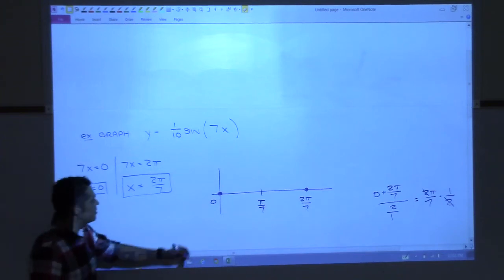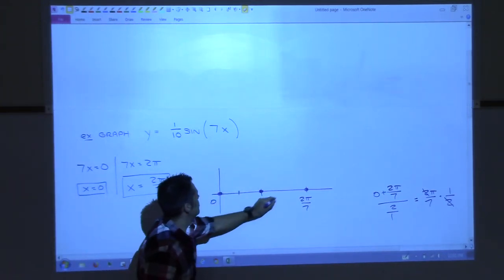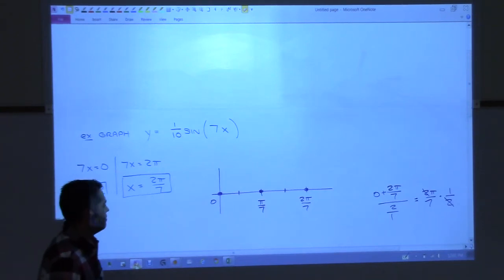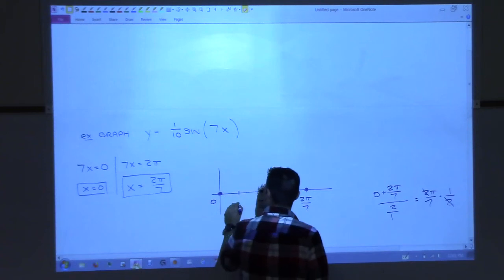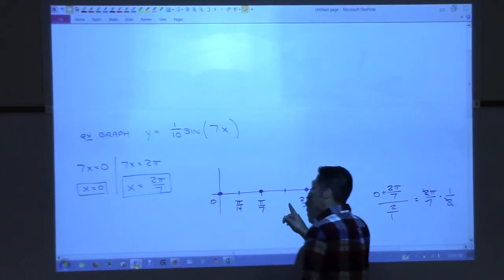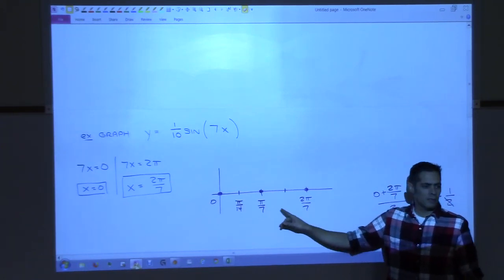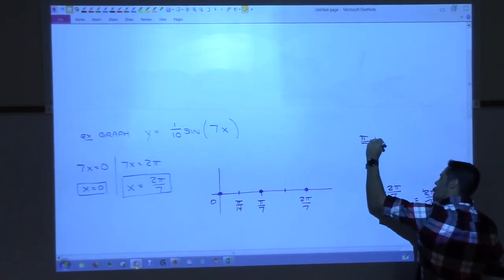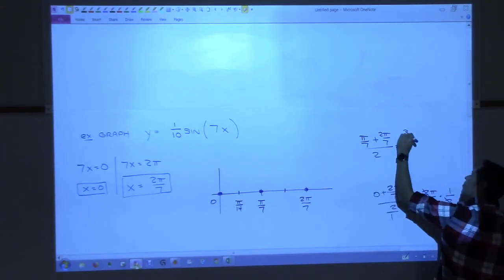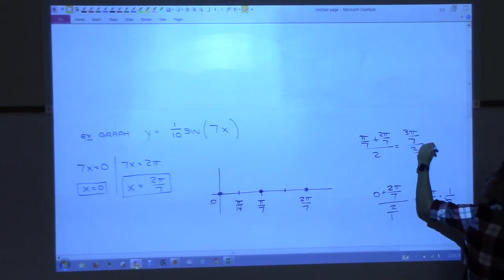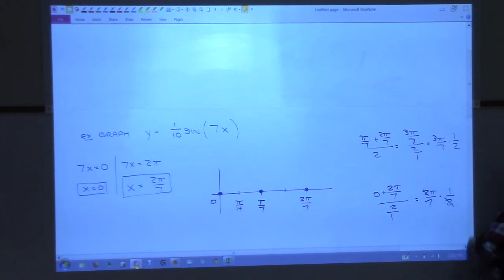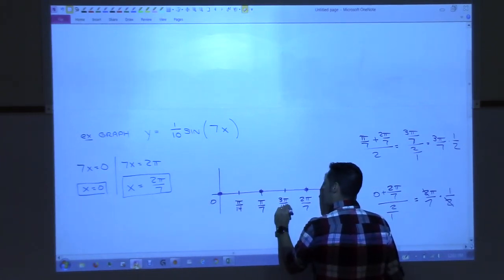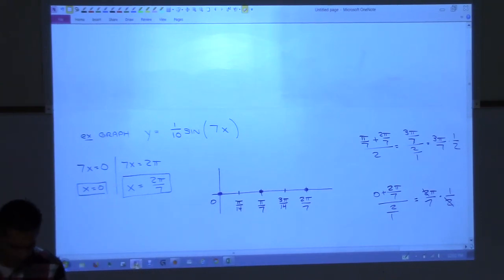Let's go ahead and mark the x-intercept here. And then let's grab these two. So what's the one between the 0 and the pi over 7? Pi over 14. Okay, pi over 14. And do you feel like you could get this one on your own? Feel like you could put these two together and do it? So what is it? 3 pi over 14. We good?